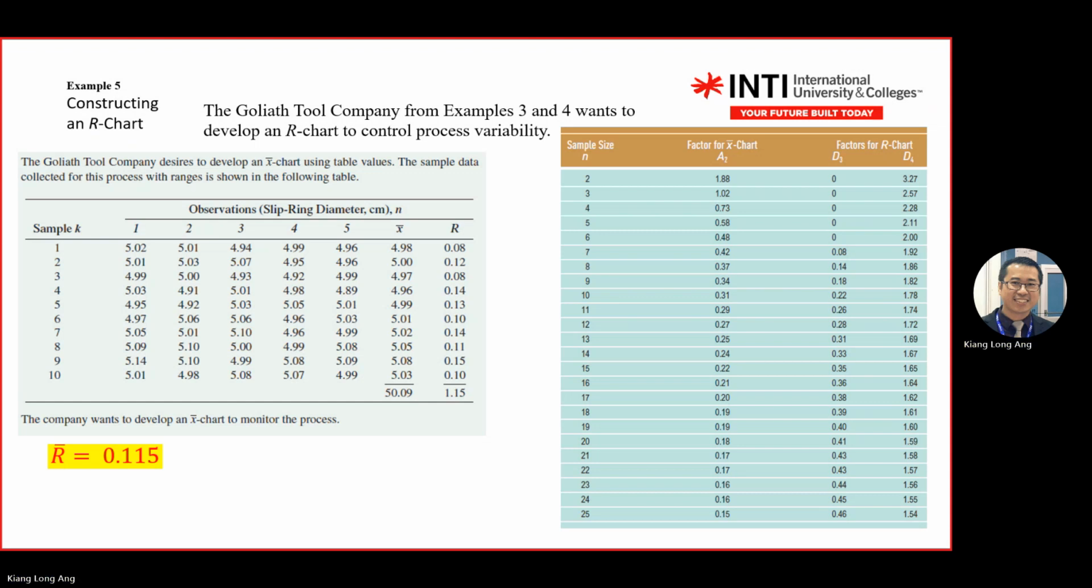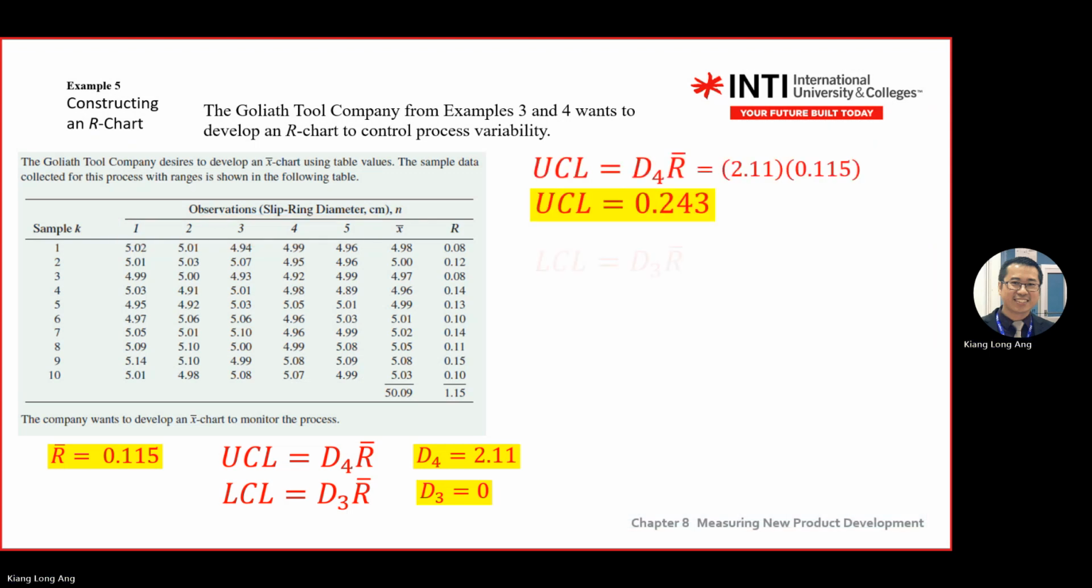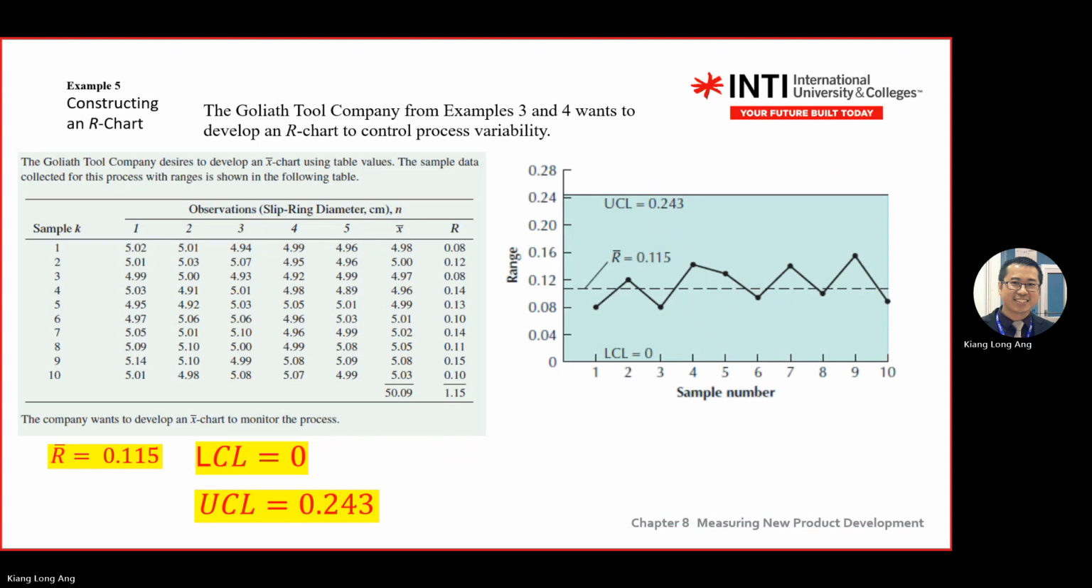You go to the R chart here. D3 is the lower value, D4 is the upper value, so you use the formula. Again, you need to know where to read. The number of samples you pick each time, in this example, is 5. So you go to 5. D3 is 0, so LCL is 0. UCL is 2.11 times R bar. Okay, so you have 2 lines. One is 0 point something, but your LCL is 0. So your graph will look like this.